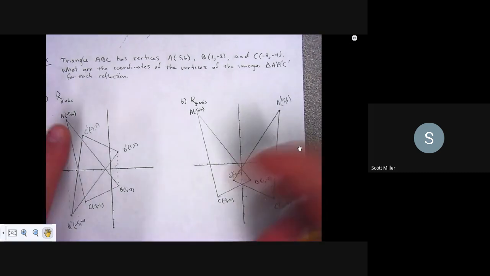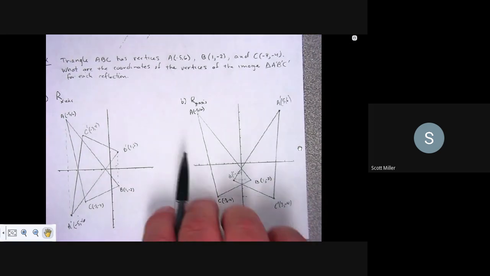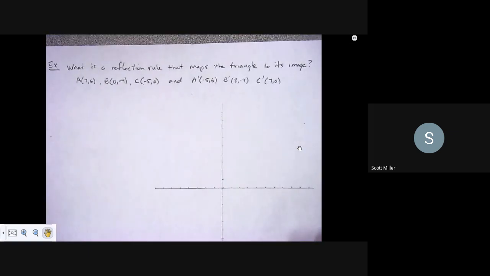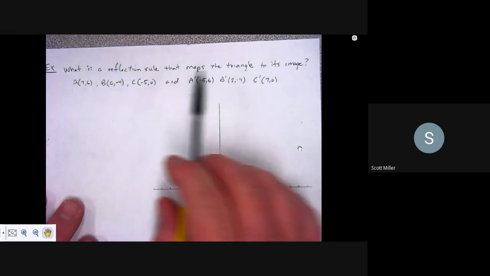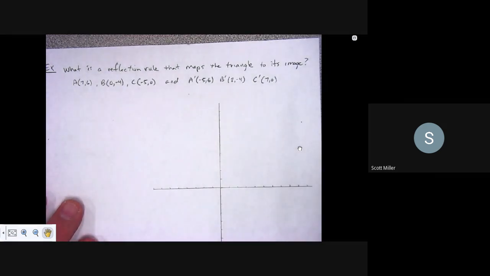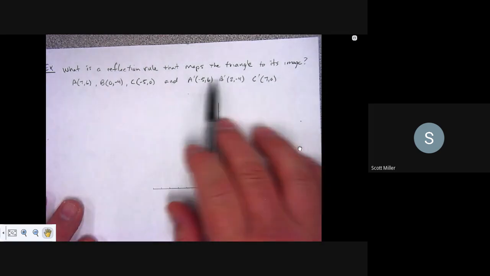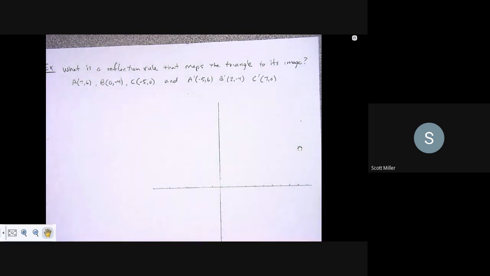So this is what you kind of do on the grid system. You just make sure you know how to move things around. And so let's look at another example that I have here. Okay. This is the last example that I have for this. Questions that you'll be doing on tests and things like that. In this case, what is the reflection rule that maps the triangle to its image? So in other words, if these are the points of the triangle ABC, and these are the points of this image, A prime, B prime, C prime, then I need to know the rule that produced that, okay?